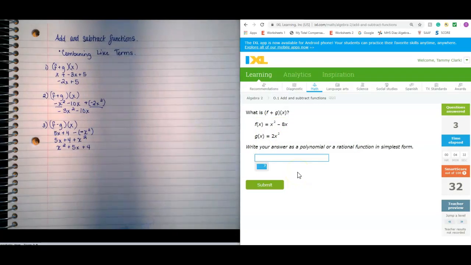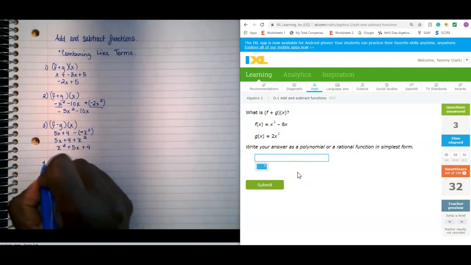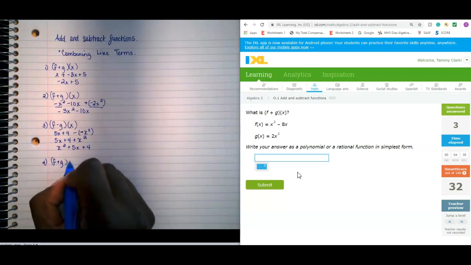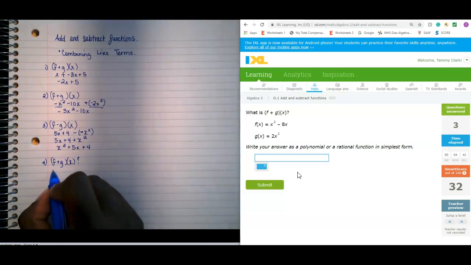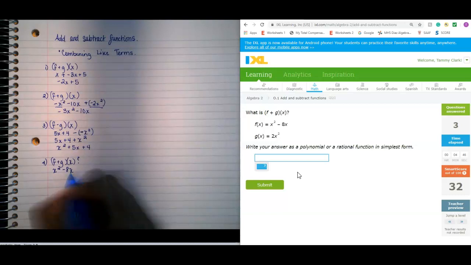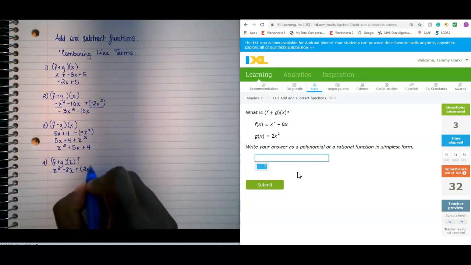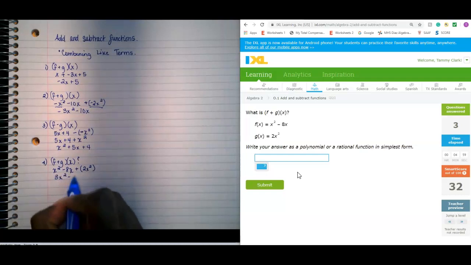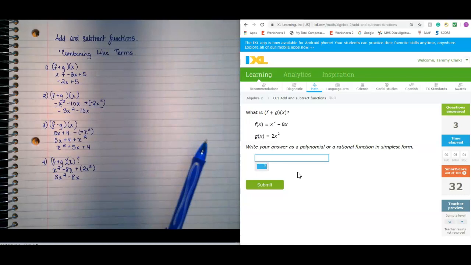Alright, so now we've got f plus g of x. And they're asking us again, what is that? So we've got f of x, which is x squared minus 8x. And we're going to add to that 2x squared. So we notice this x squared and this x squared, they're like terms, so let's combine them. And we've got 3x squared minus 8x.